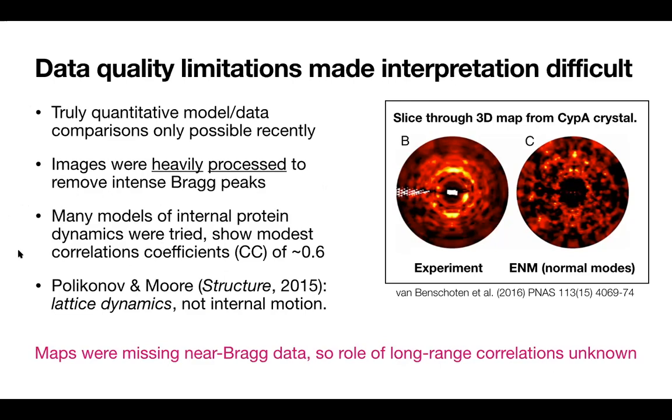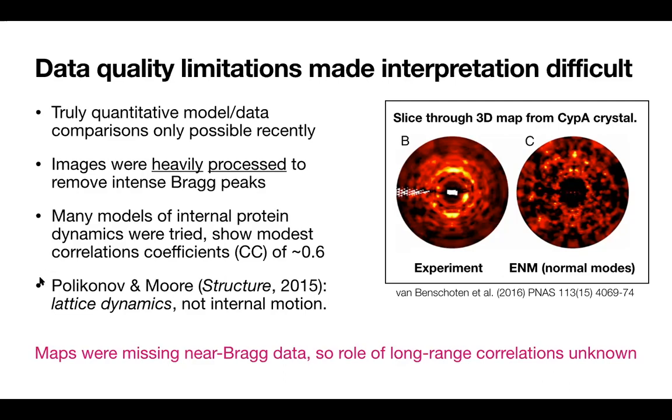Many models of internal motion have been tried, and most of these show just a modest correlation with the experiment, so correlation coefficients of maybe 0.6. Here's an example: this is a slice through the 3D map of diffuse scattering from the protein CYP-A, and it's got some cloudy features. And then this is a map calculated using a normal modes model. If you stare at this, you can see some of these features are observed in both, but it's not really a perfect match.